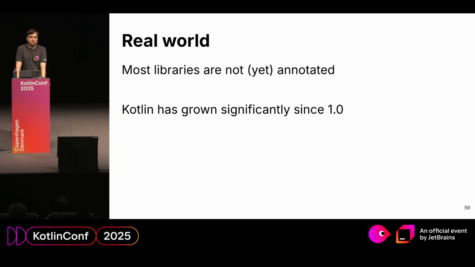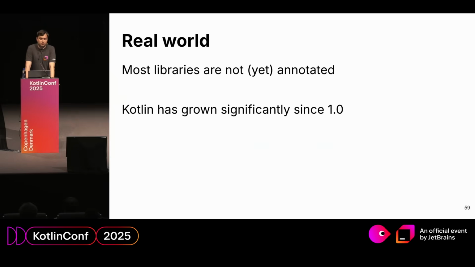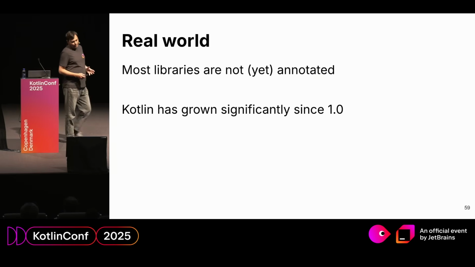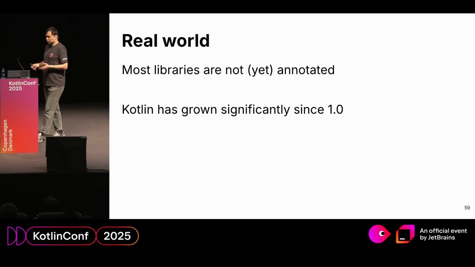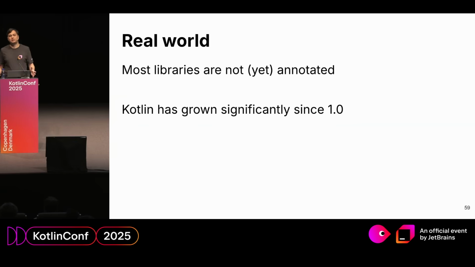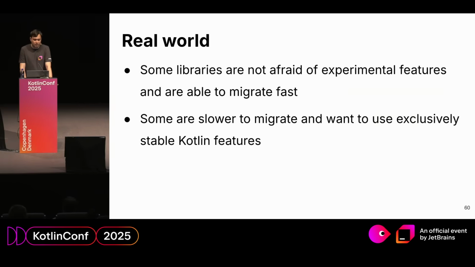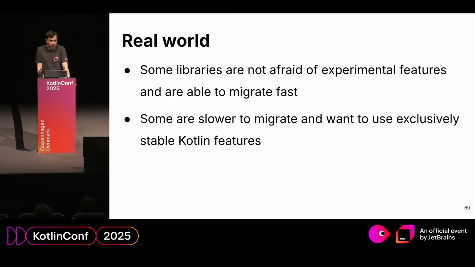Because most libraries are not yet annotated with our annotations that we just put there. And Kotlin has grown significantly since 1.0. We have a lot of libraries written in Kotlin already. And contrary to the 1.0 release where nullability was just introduced, we have a massive community. And some libraries are not afraid of experimental features and are able to migrate fast as soon as we make a release with this feature.